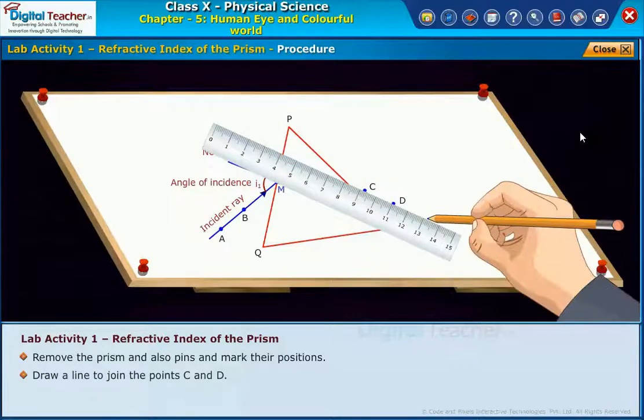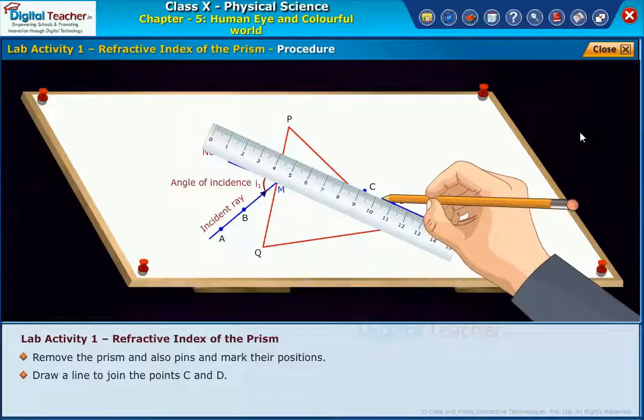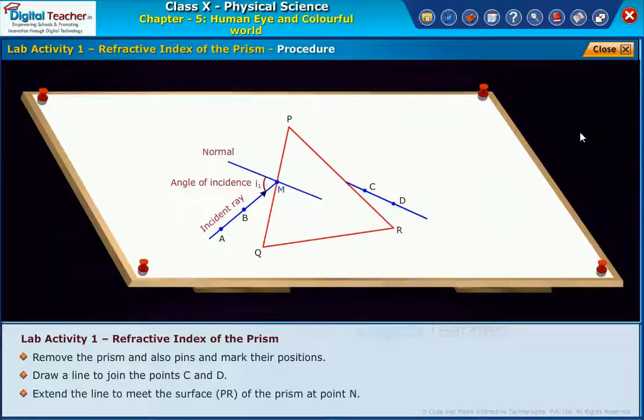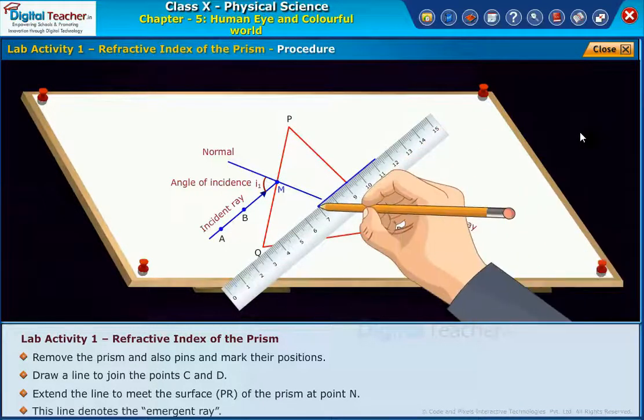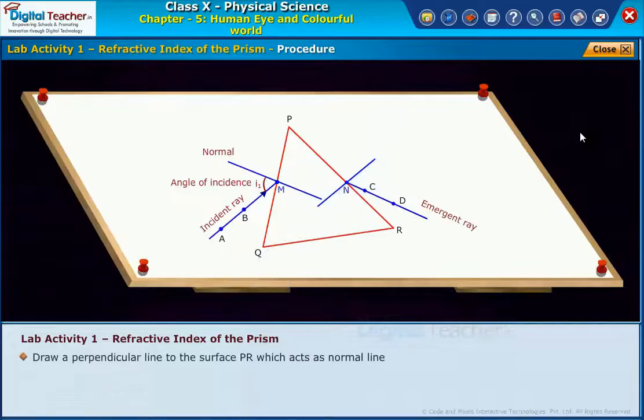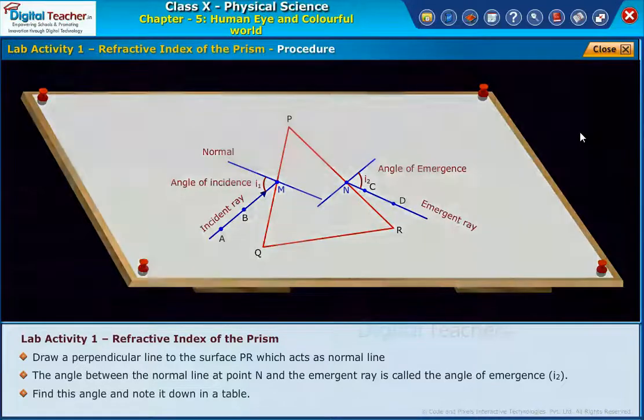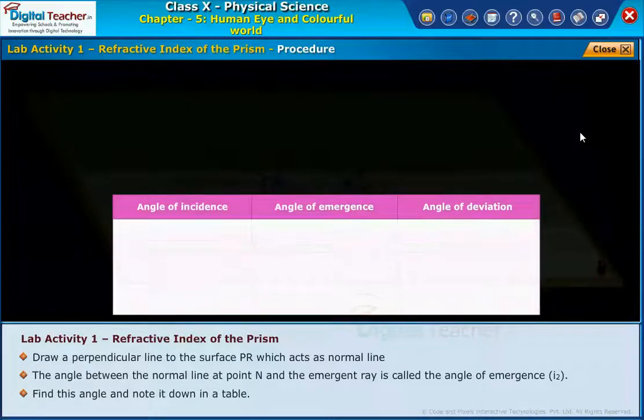Draw a line to join the points C and D. Extend the line to meet the surface PR of the prism at point N. This line denotes the emergent ray. Draw a perpendicular line to the surface PR which acts as the normal line. The angle between the normal line at point N and the emergent ray is called the angle of emergence, I2. Find this angle and note it down in a table.